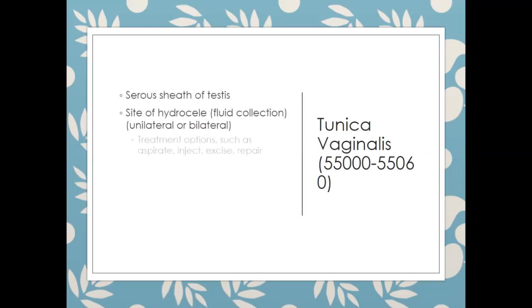Tunica vaginalis. Like the epididymis subsection, tunica vaginalis contains only 3 categories: incision, excision, and repair. All are for treatments of hydrocele also. Okay, tunica vaginalis is a serous sheath of the testes. The site of a hydrocele is the fluid collection, unilateral or bilateral, with treatment options such as aspirate, inject, excise, repair.